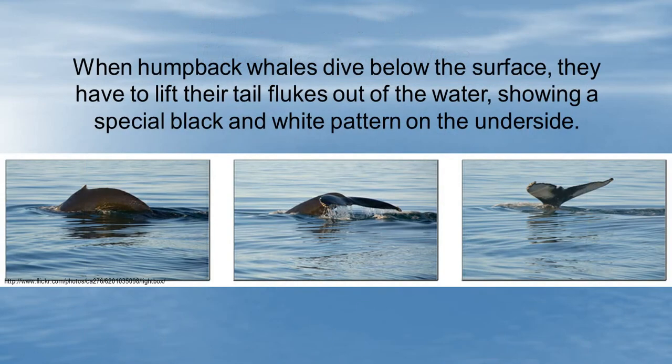When they dive below the surface, they lift their tail fluke out of the water. So they show the special tail fluke. You can see this guy going under and the tail coming up, and on the right side there, that part of the tail. Well, what's interesting about this fluke is that each whale has an individual marking on their fluke. It's sort of like a fingerprint.